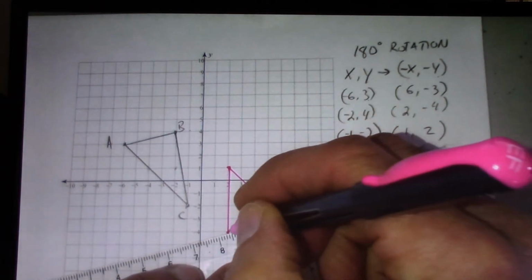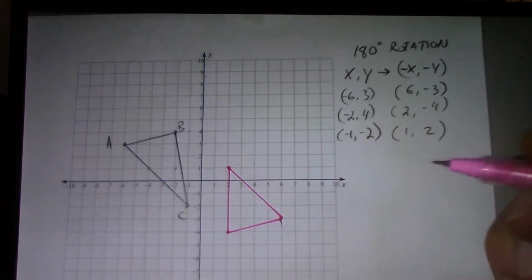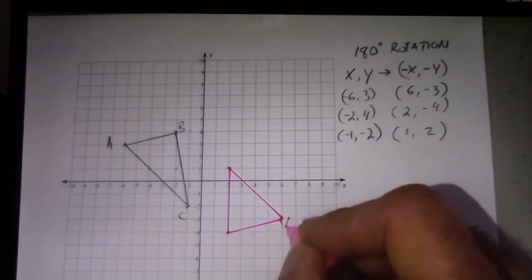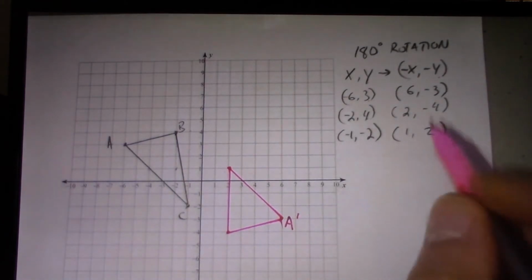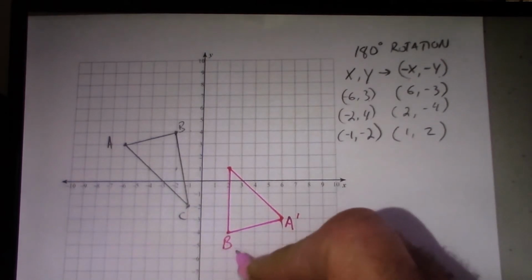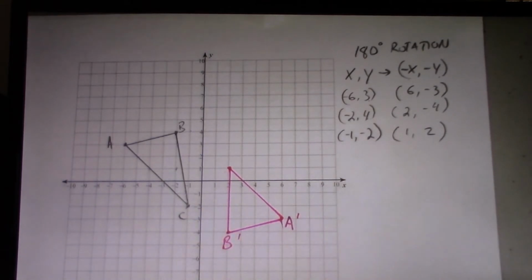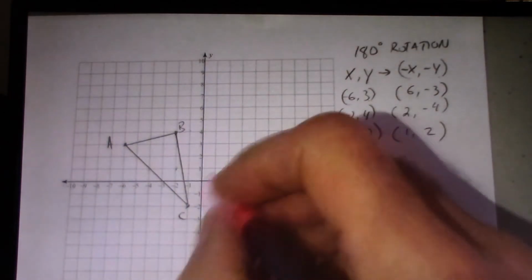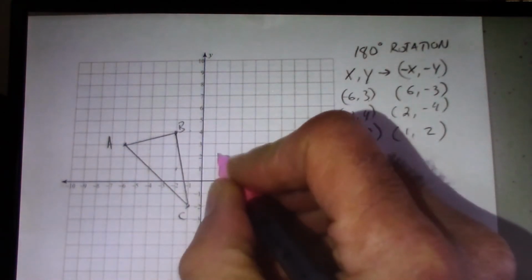Alright, let's check it out. Here we go. Now what do we have? 6, negative 3 is right here. This is A prime. 2, negative 4 right here. This is B prime. And I made a mistake and nobody caught me. This C prime is supposed to be at 1, 2. 1, 2 is here.